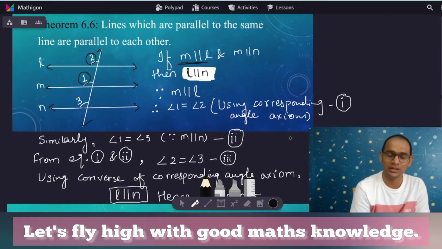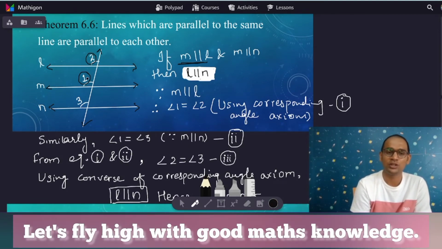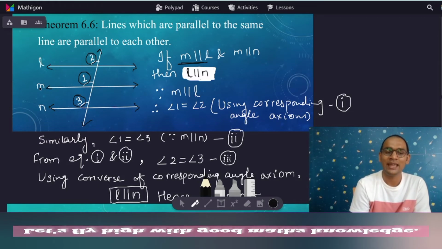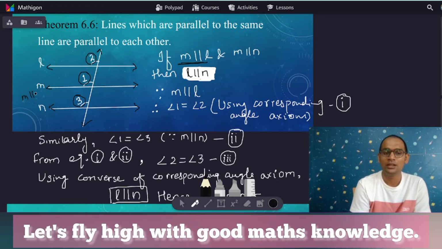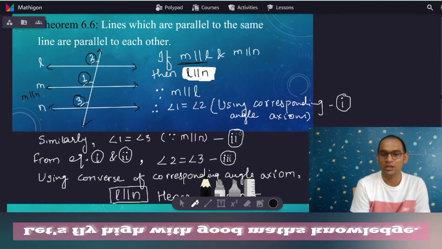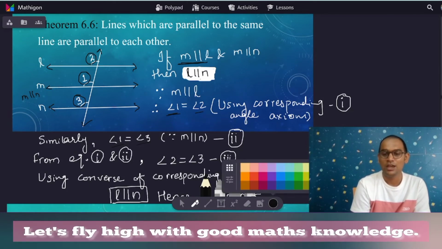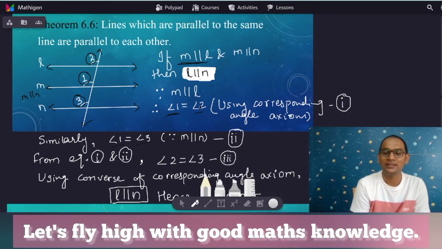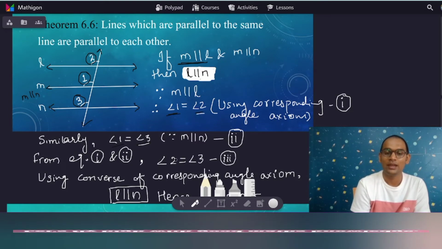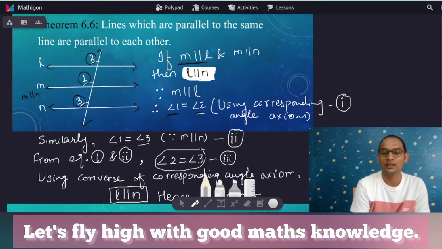Similarly, angle 1 will be equal to angle 3. Why? Again, using corresponding angles, since M is parallel to N, angle 1 will be equal to angle 3. Again, from equations 1 and 2, what do we observe? That 1 equals 2 and 1 equals 3 as well. So since angle 1 is equal to 2 and 3 both, angle 2 will be equal to angle 3.